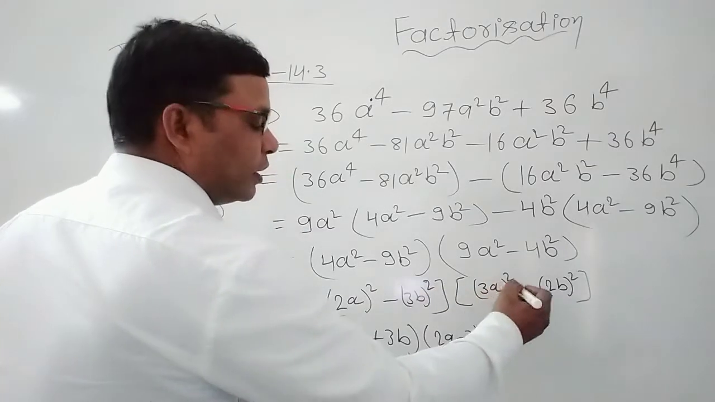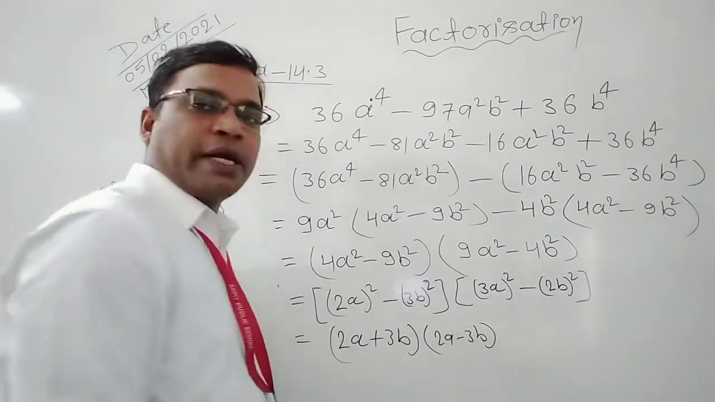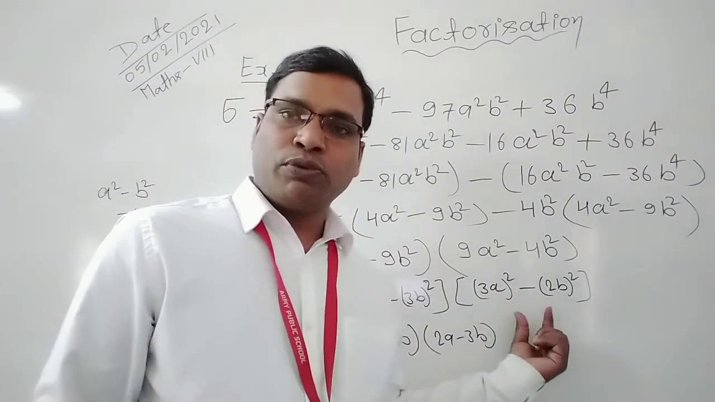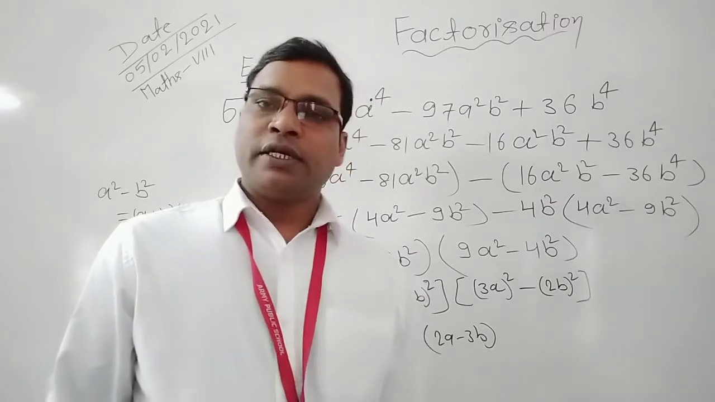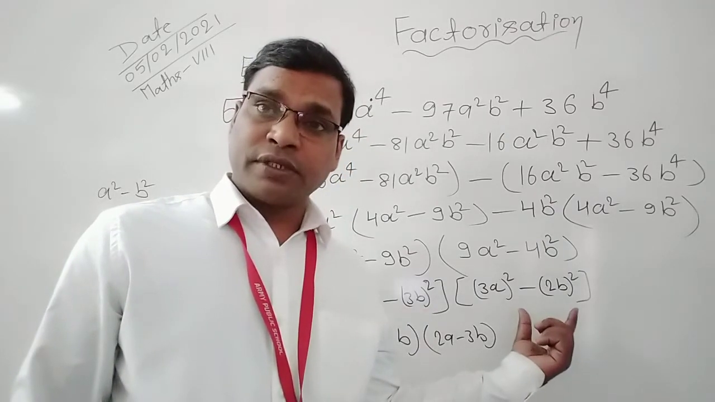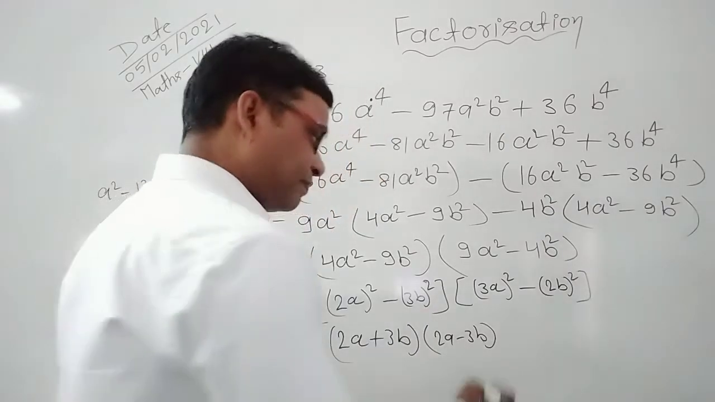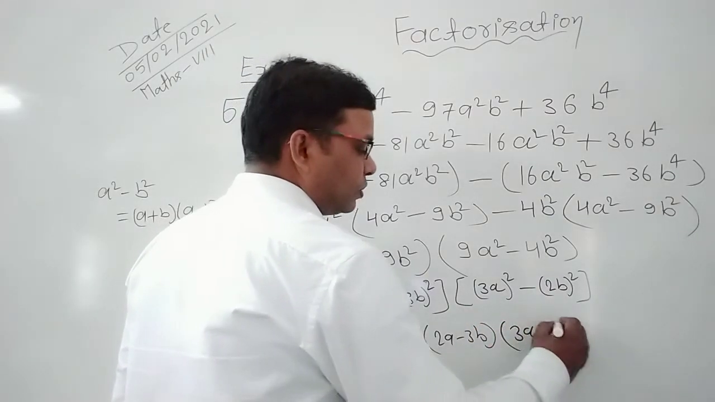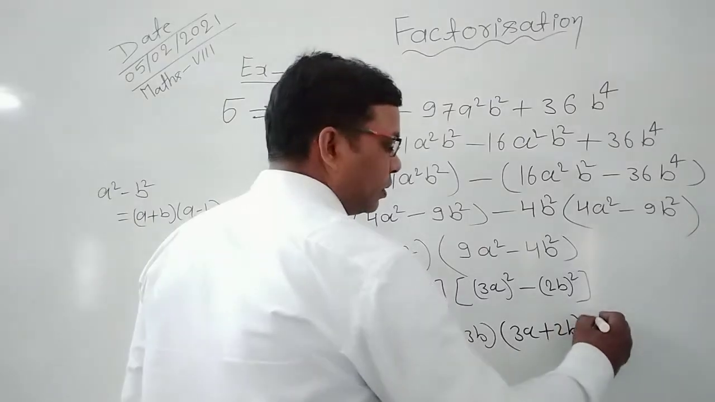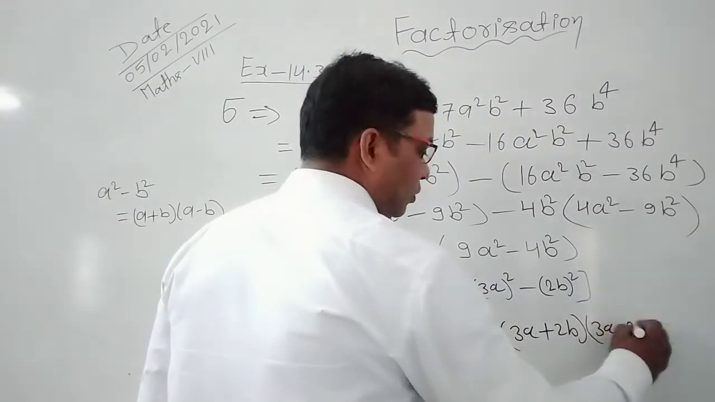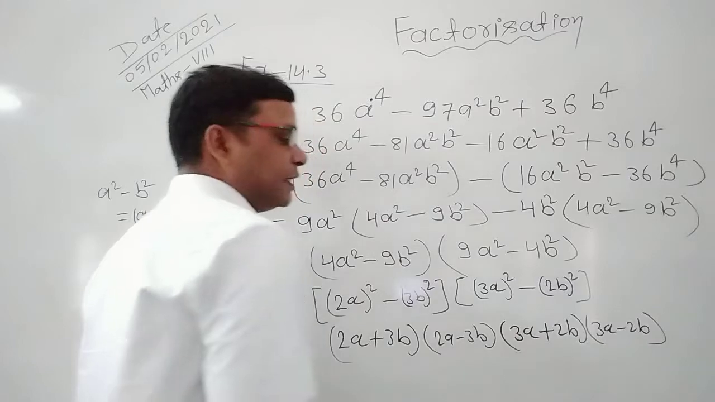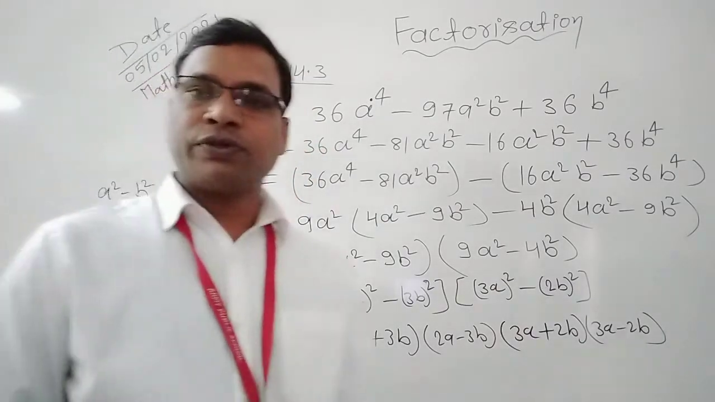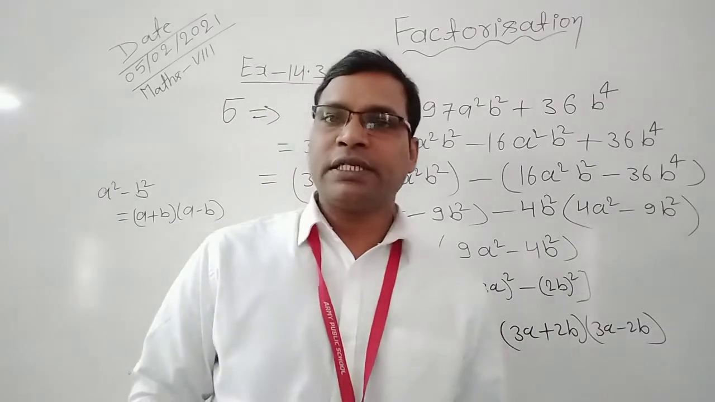Now in this part we also applied the third identity. This is a form of the difference of two squares. The difference of two squares is the sum of the numbers into the difference of the numbers. So first write here the sum of the numbers, (3a plus 2b) into (3a minus 2b). This is clear. So students, I hope all of you understood this question.